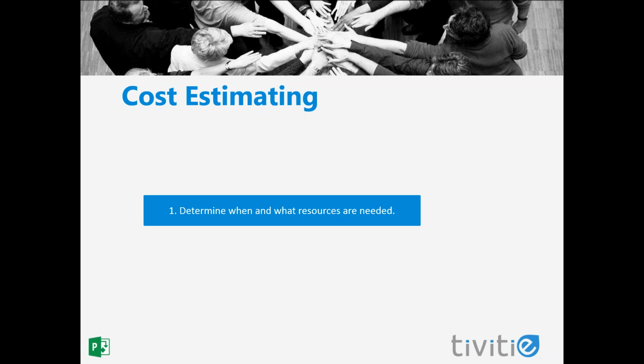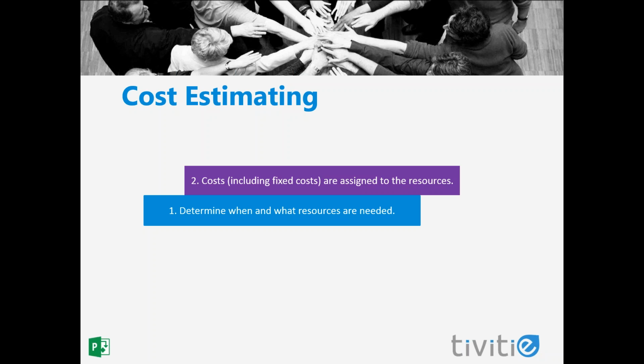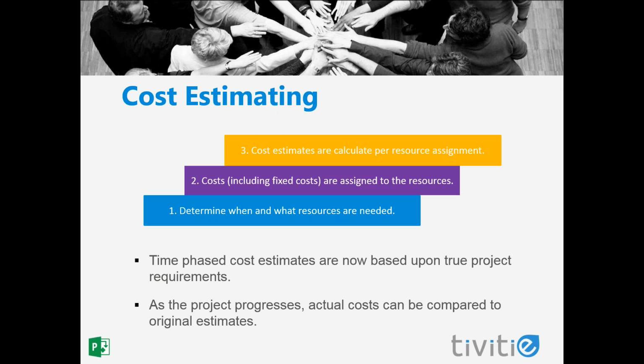Our first step in estimating is to determine our resource requirements for the tasks that we've defined. Then we're going to assign costs to our resources, including any fixed costs. Microsoft Project will then calculate the cost per assignment, so at the assignment level. It then rolls that up to the task level, to the summary task level, and then to the project level. We now have time-phased cost estimates that are based on true project requirements. We can baseline our costs and track against them once we have actual costs that are incurred for the project.